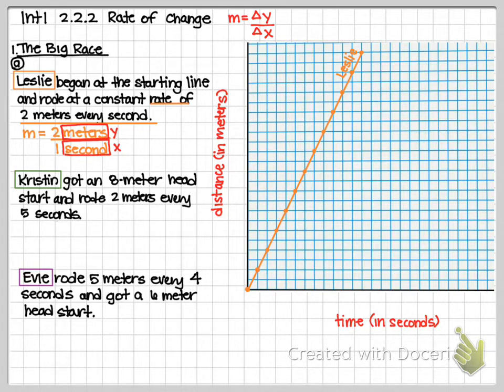So same type of information. However, Kristen got an 8-meter head start. Okay, so that's telling me that her starting value is going to be at the 8-meter mark. I also know that she rode 2 meters every 5 seconds. Okay, so that's my slope. So I know m is equal to 2 meters every, or per, 5 seconds.